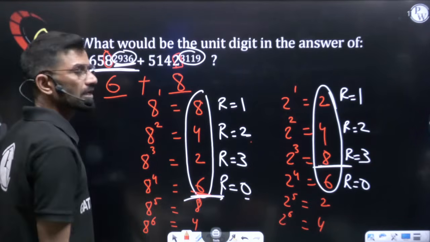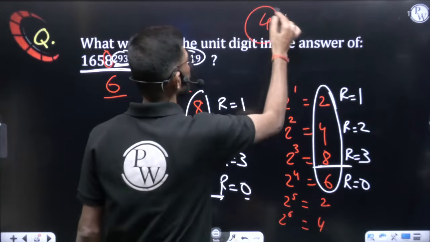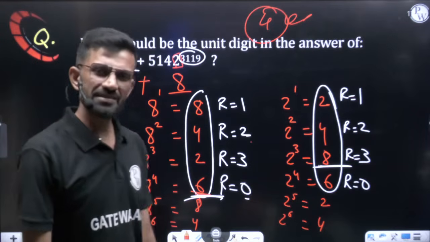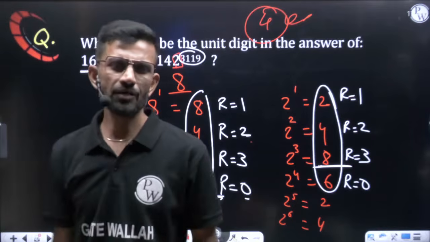6 plus 8, how much is the total? 14. 14 means the unit digit will come 4 here. This is the answer. This is how we do it. Next question, a similar question I am giving you. You can pause the video and try to sort it out. The question goes on the screen like this.